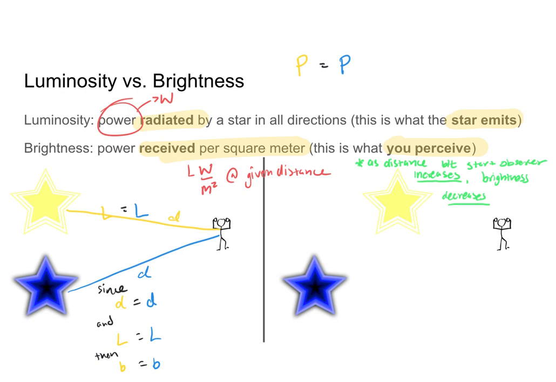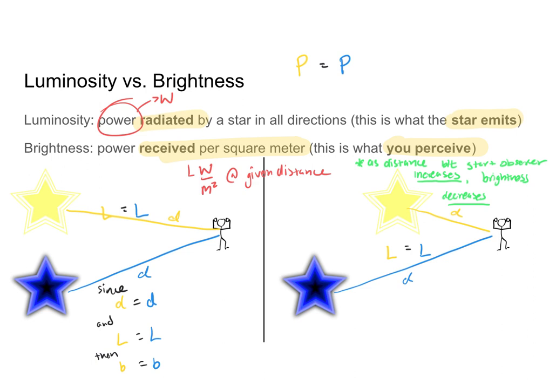Okay, so in this case, my stars still are producing the same power. They are still emitting the same amount of energy per second. So that means that their luminosity is still the same. So the luminosity of my yellow star is still equal to the luminosity of my blue star. But now, the distance from my yellow star to my observer is a lot smaller than the distance from my blue star to my observer.